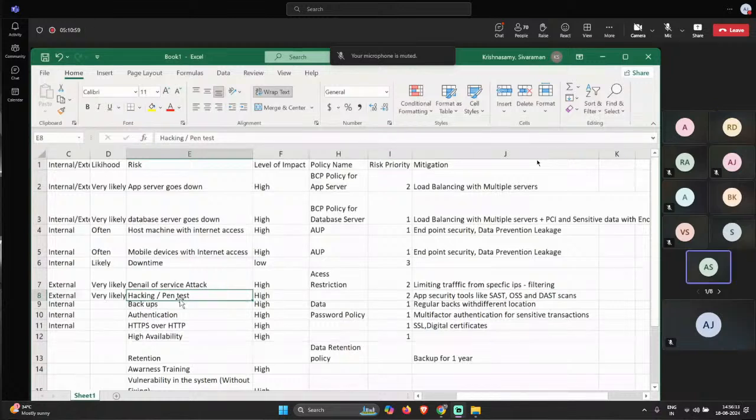Sir, we have to conduct a VAPT. Once VAPT is conducted, whatever vulnerabilities come up, we have to list out, and as per their criticality, we have to categorize them.